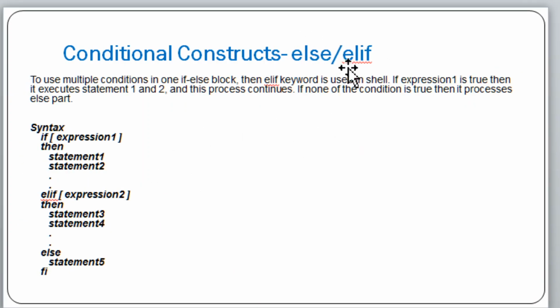Next one we're going to look at is else and elif or else if. To use multiple conditions in one if else block, the elif keyword is used in the shell. If expression 1 is true, then it executes statement 1 and 2, and this process continues. If none of the conditions are true, then it processes the else part. Okay. So if expression 1 is true, then do statement 1 and statement 2.